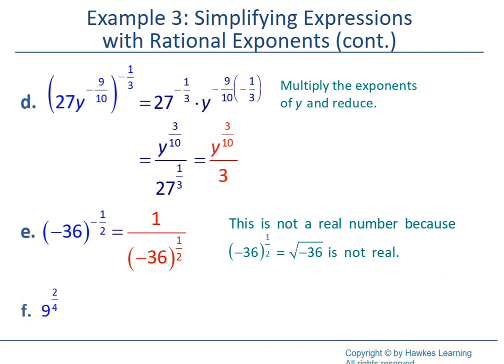Okay. Now, in letter F, now notice this is 2/4. We can simplify that to 1/2. So this is really just 9 to the 1/2 power, which is the square root of 9, which is going to be 3. So again, they're going to challenge you. This is a college course here.